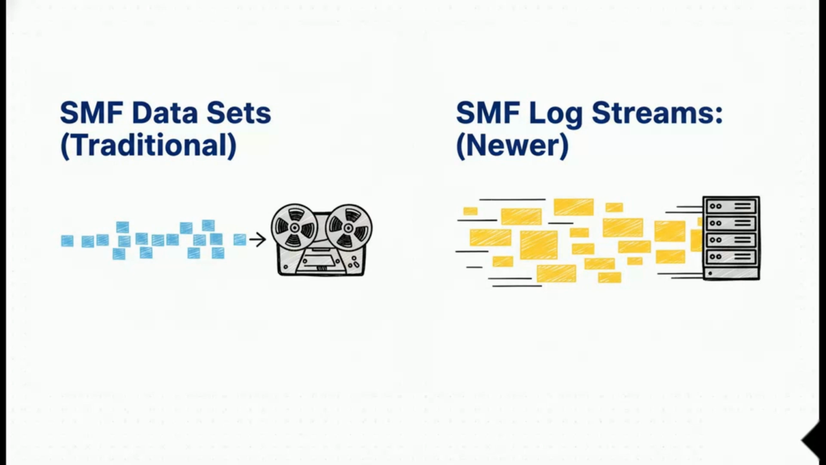Think of these as special mainframe files where data gets written in small, fixed-size chunks. The newer, more modern method uses SMF log streams. This approach lets SMF write much bigger blocks of data all at once, which can be a whole lot faster and more efficient, especially on a really busy system.